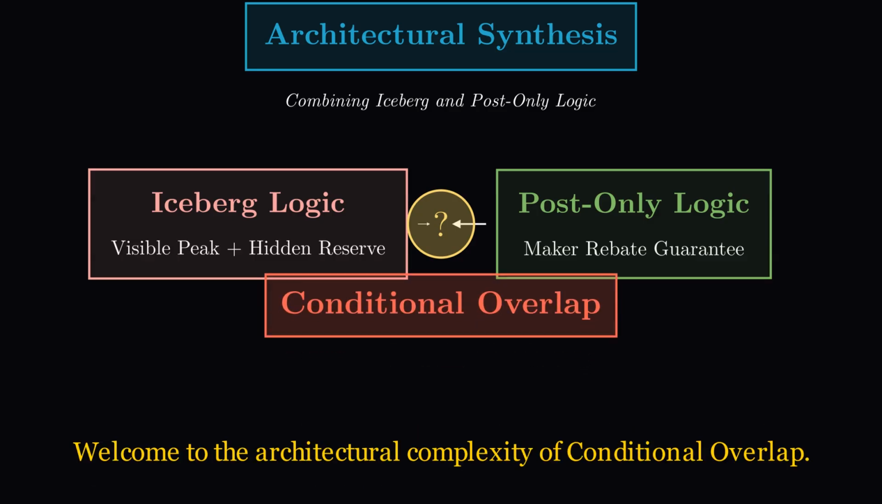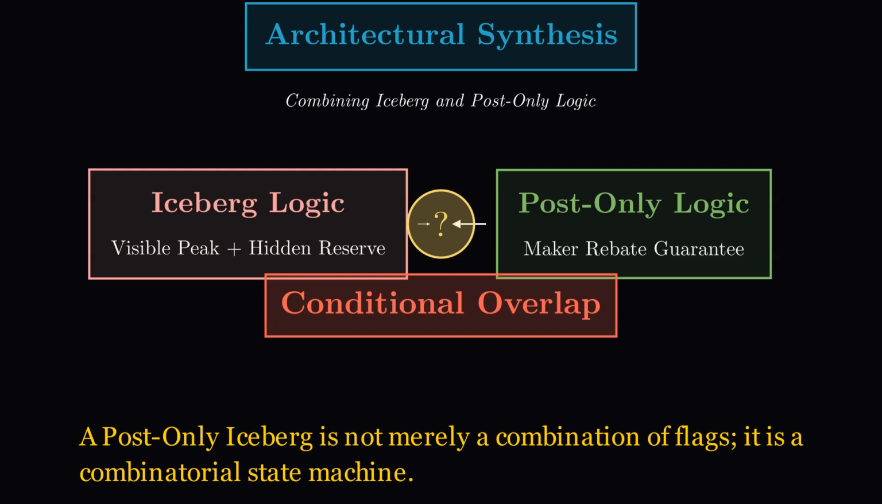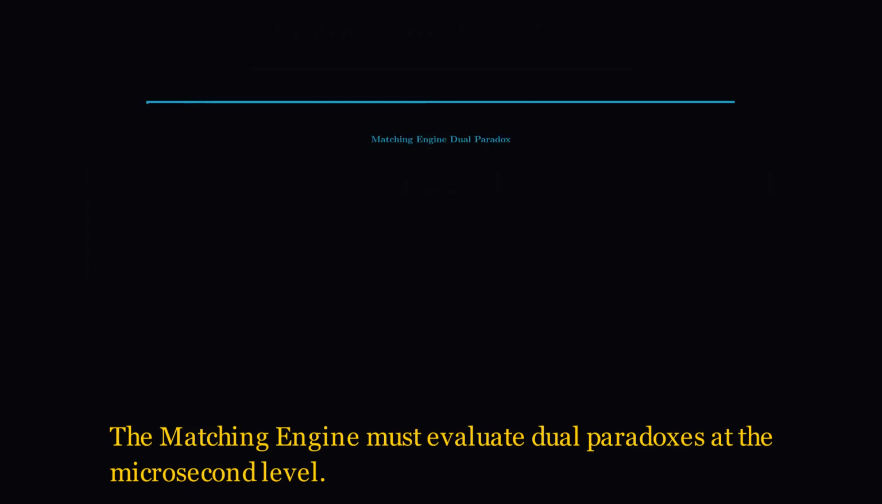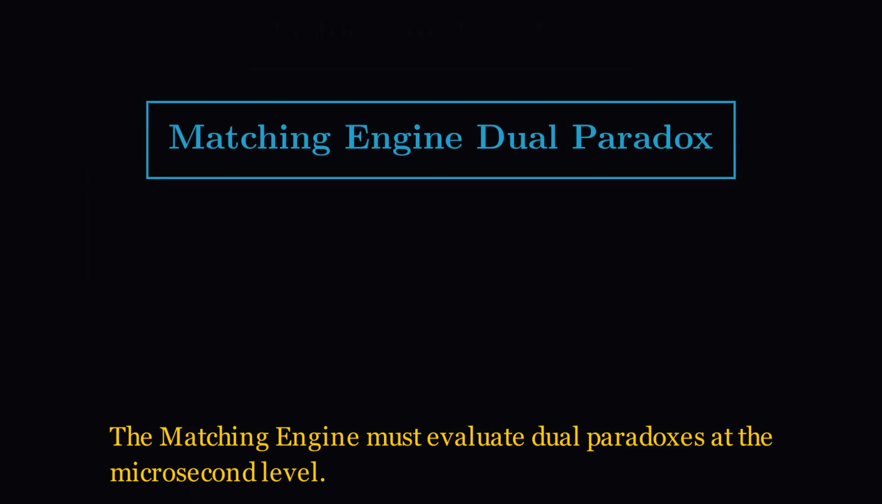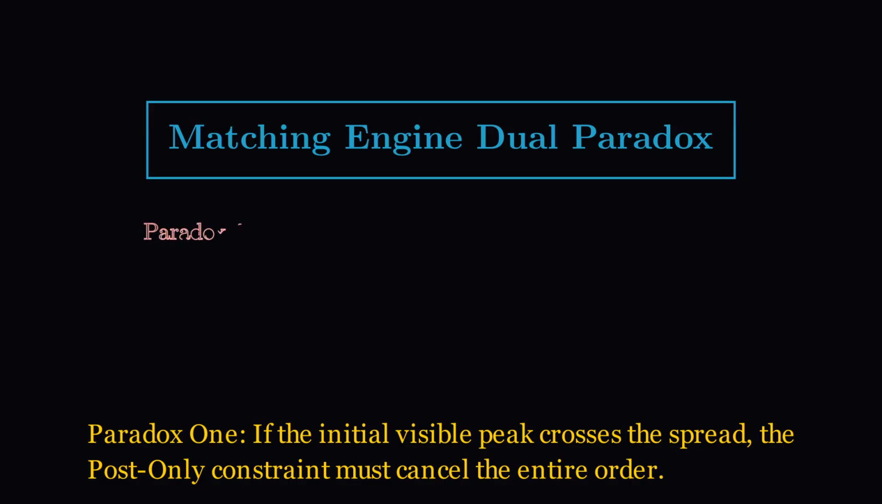Welcome to the architectural complexity of conditional overlap. A post-only iceberg is not merely a combination of flags, it is a combinatorial state machine. The matching engine must evaluate dual paradoxes at the microsecond level. Paradox 1, if the initial visible peak crosses the spread, the post-only constraint must cancel the entire order.